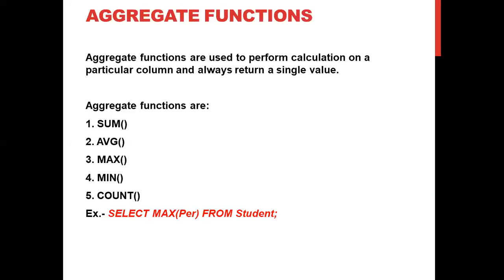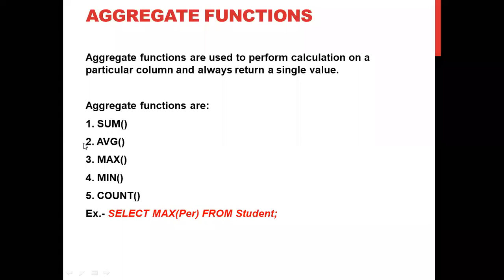Sum, AVG, max, min, count. Sum means if we want to perform the addition or summation of all the values of a particular column, then we use sum. If we want the average for a particular attribute, we use AVG.